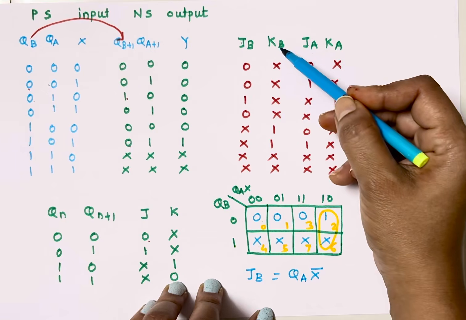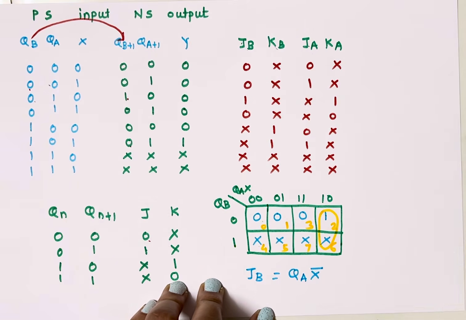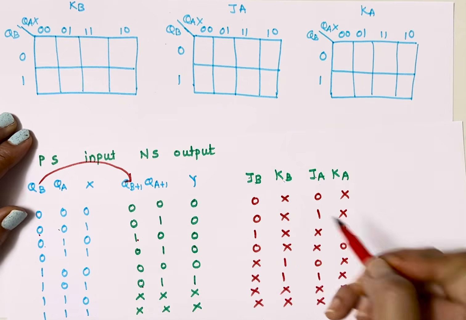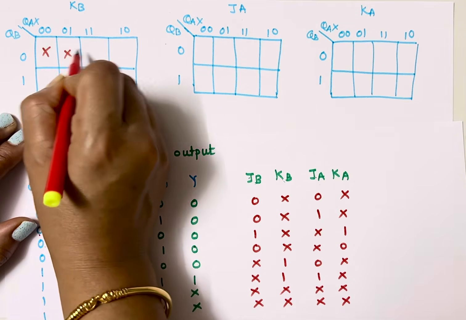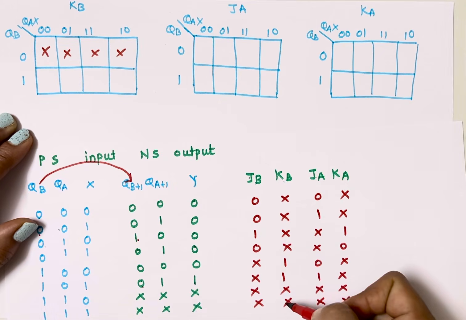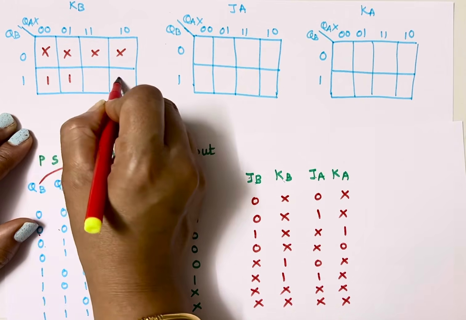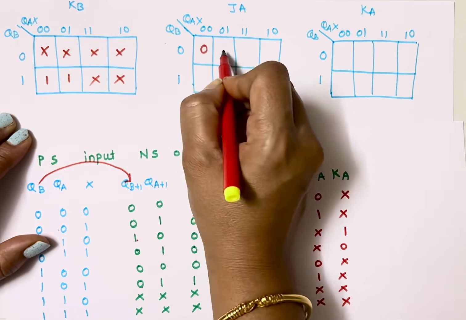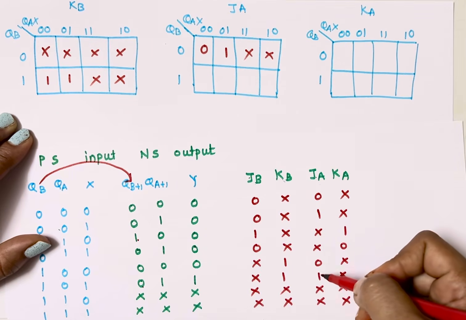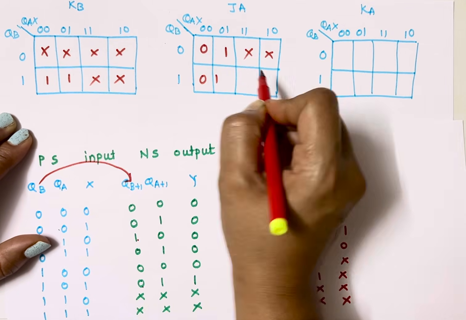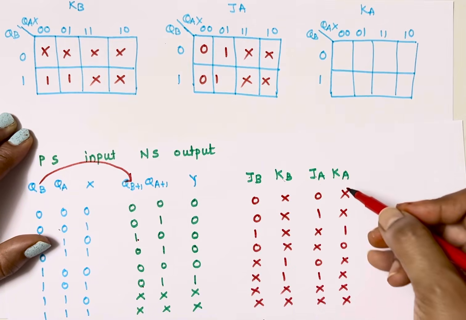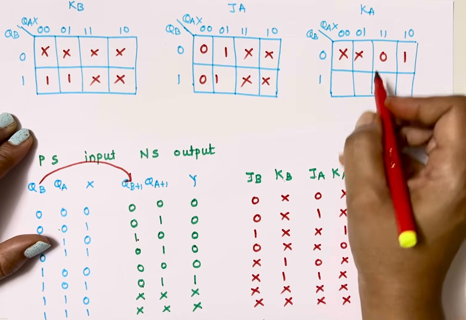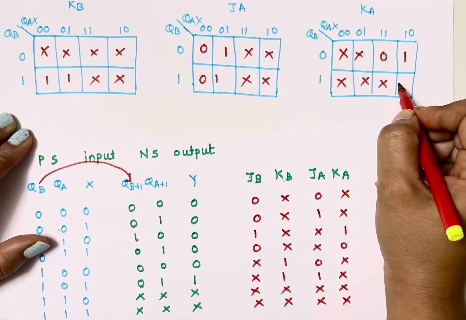Now let's find out the equations for KB, JA and KA. Let's put values for KB first. So 4 times don't care, and then 1 1 don't care, 1 1 don't care. JA is 0 1 don't care, 0 1 don't care, and then again 0 1 don't care, 0 1 don't care. For KA: don't care, 1 and then 0, and the remaining 4 are don't cares.